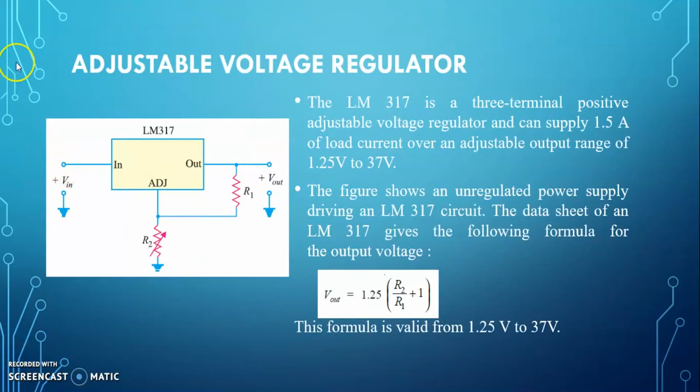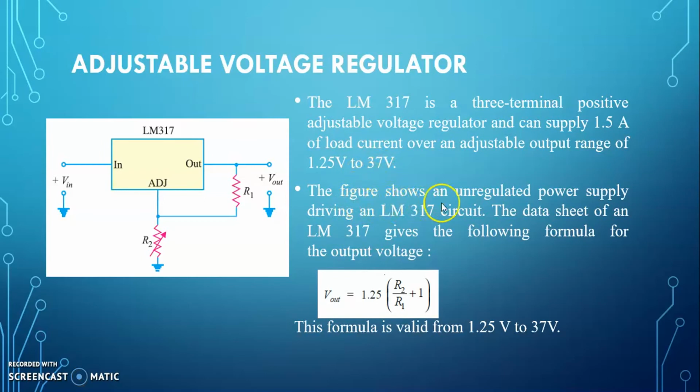Now we can see the adjustable voltage regulator. The LM317 is a 3-terminal positive adjustable voltage regulator and can supply 1.5 amps of load current over an adjustable output range of 1.25 volt to 37 volt.